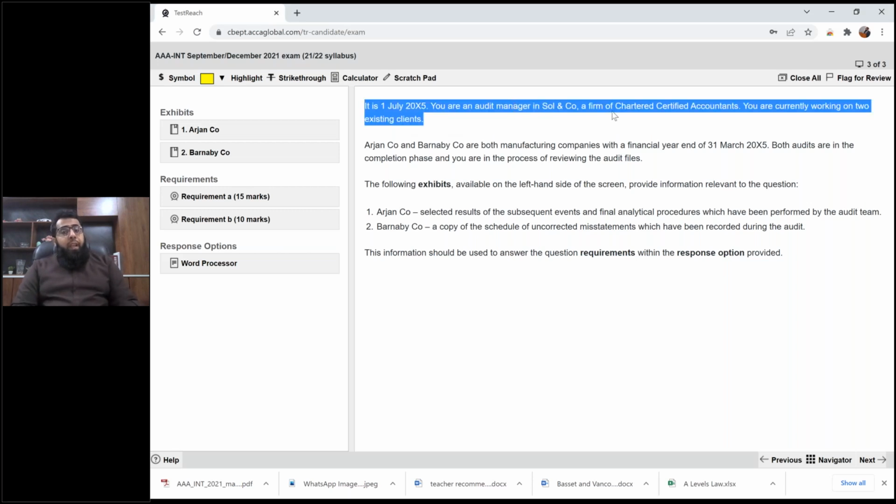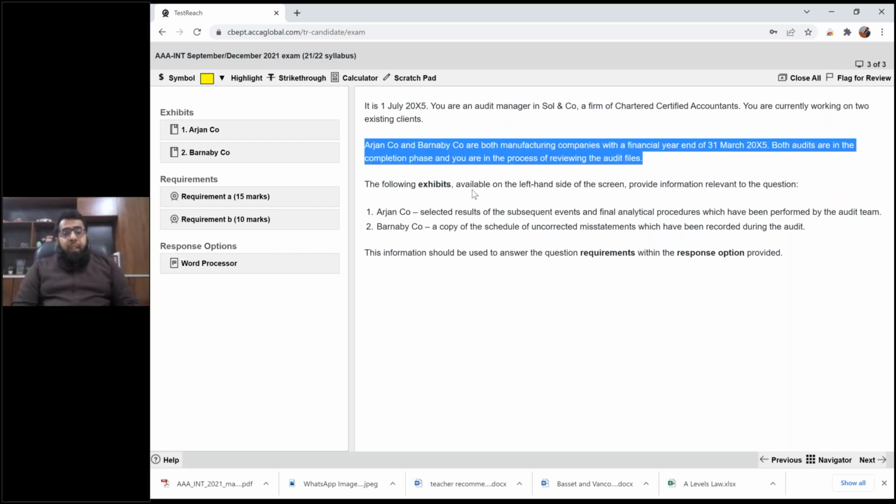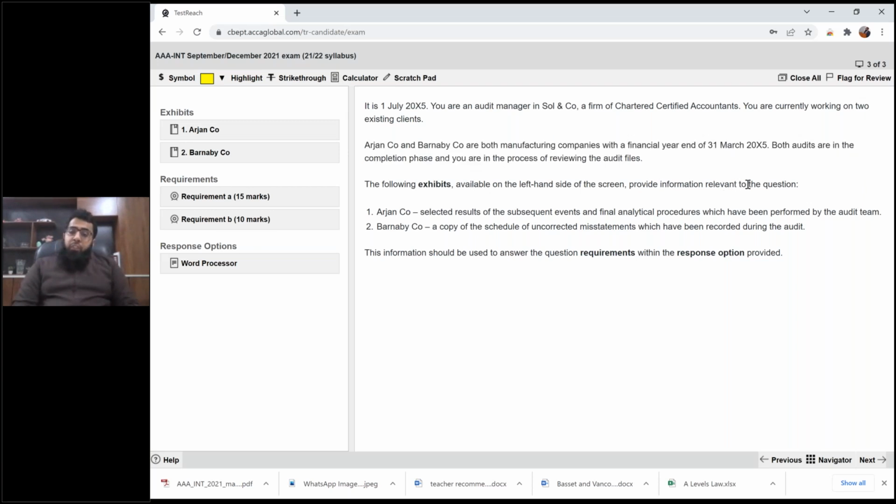It is 1st July 2005. You are an audit manager in Sol & Company, a firm of chartered certified accountants. You are currently working on two existing clients, Virgin Company and Burnaby Company, both manufacturing companies with a financial year end of 31st March 2005. Both audits are in the completion phase and you are reviewing the audit files. The following exhibits on the left hand side of the screen provide information relevant to the question. Urgent Company: selected results of subsequent events, and final analytical procedures performed by the audit team. Burnaby Company: a copy of the schedule of uncorrected misstatements recorded during the audit. The information should be used to answer the question requirements.